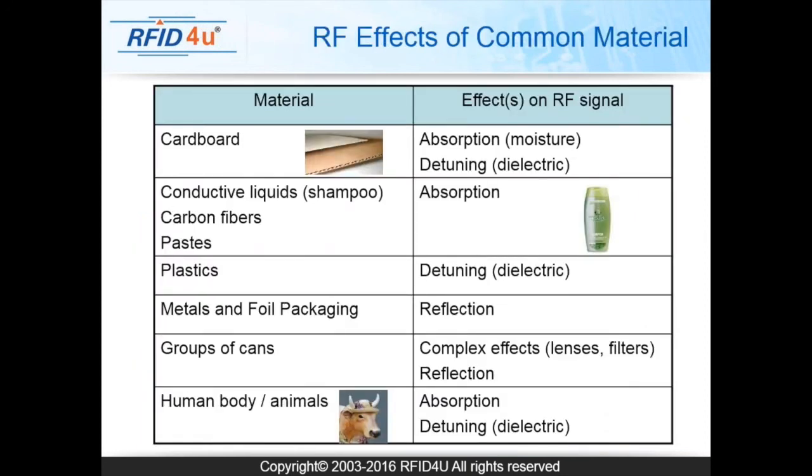So some common materials that we're talking about are cardboard, where you have absorption and detuning, conductive liquids, generally aqueous liquids, carbon fiber, pastes, plastics, metal and foil packaging, groups of cans, human body, animals, and the different effects on it.